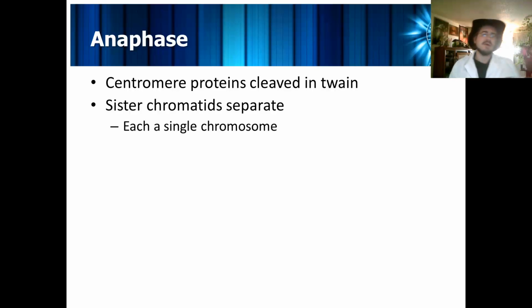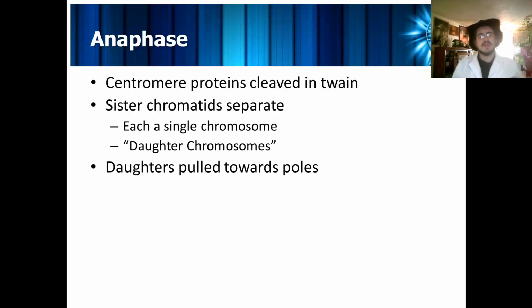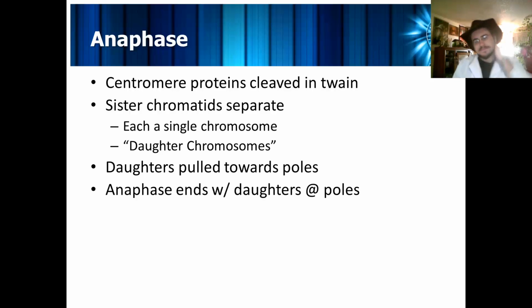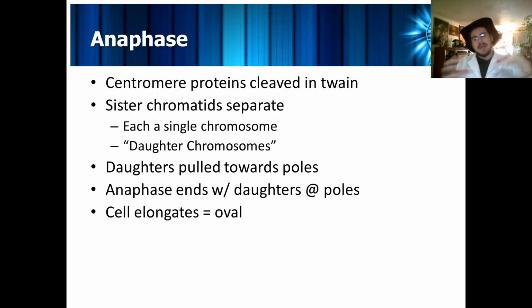Those daughter chromosomes are going to be moved towards the pole. The daughters are pulled towards the poles, and anaphase ends with the daughters on the pole. At this point, the cell is elongated into an oval shape. It goes from a nice sphere to this big elongated oval. It does that because in the next phase, the final phase, telophase, we're going to need to separate that into two cells. And if it's already in an oval, that's going to make it easier for cytokinesis to occur.